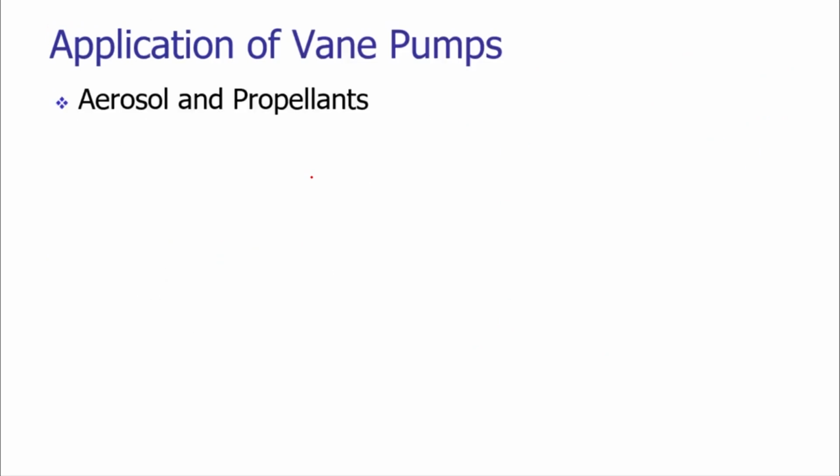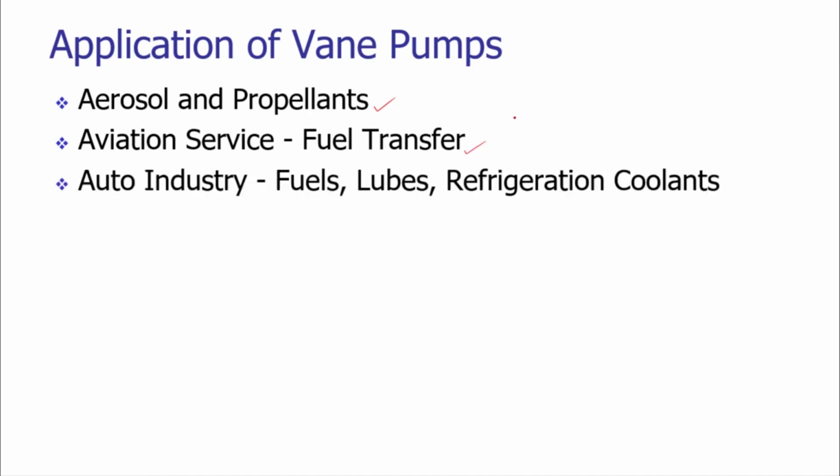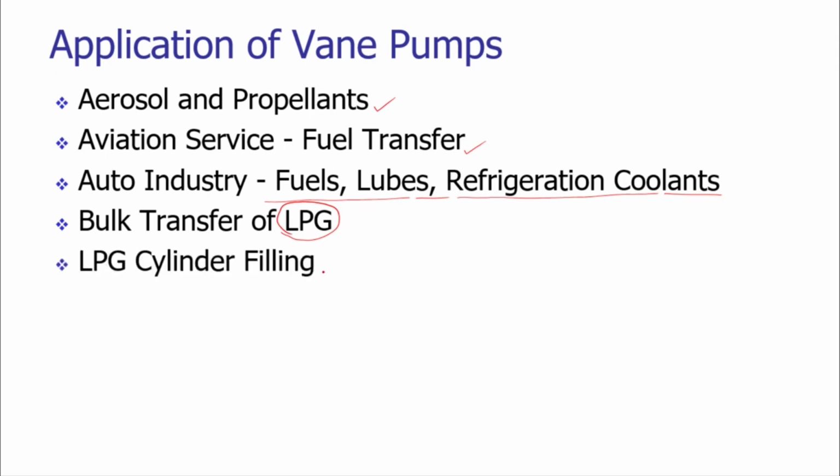What are the applications of the vane pumps? Vane pumps are used for aerosol and propellant transportation. They are used in fuel transfer in aviation services. They are widely used for transportation of fuels, lubricants, and refrigerant coolants. These pumps are also used for transfer of liquid petroleum gas, filling of the LPG inside the cylinders.